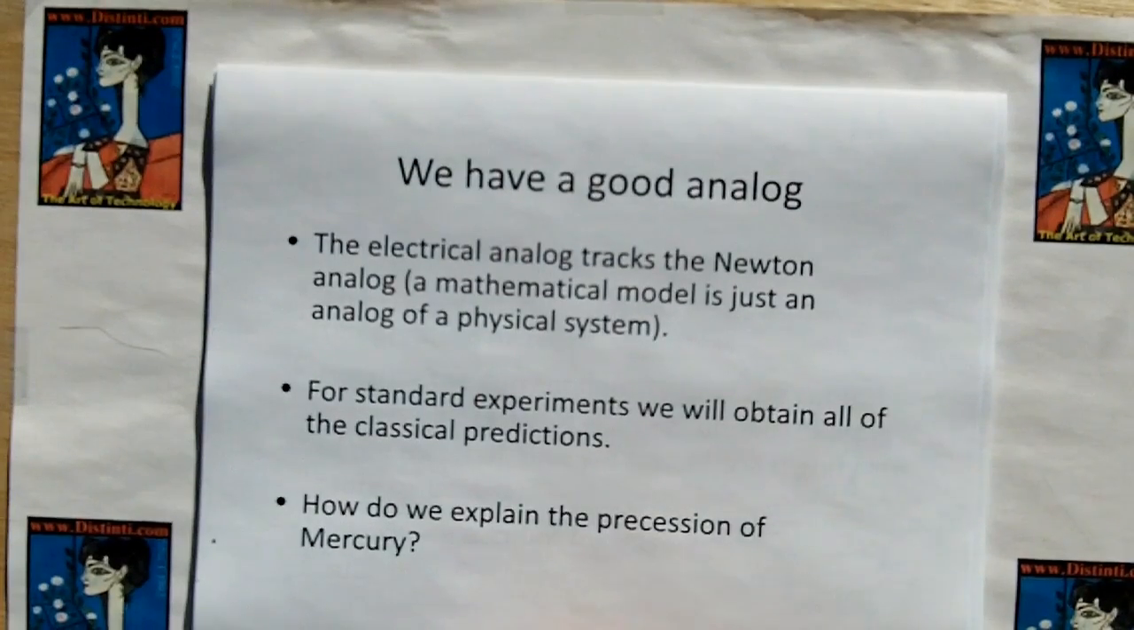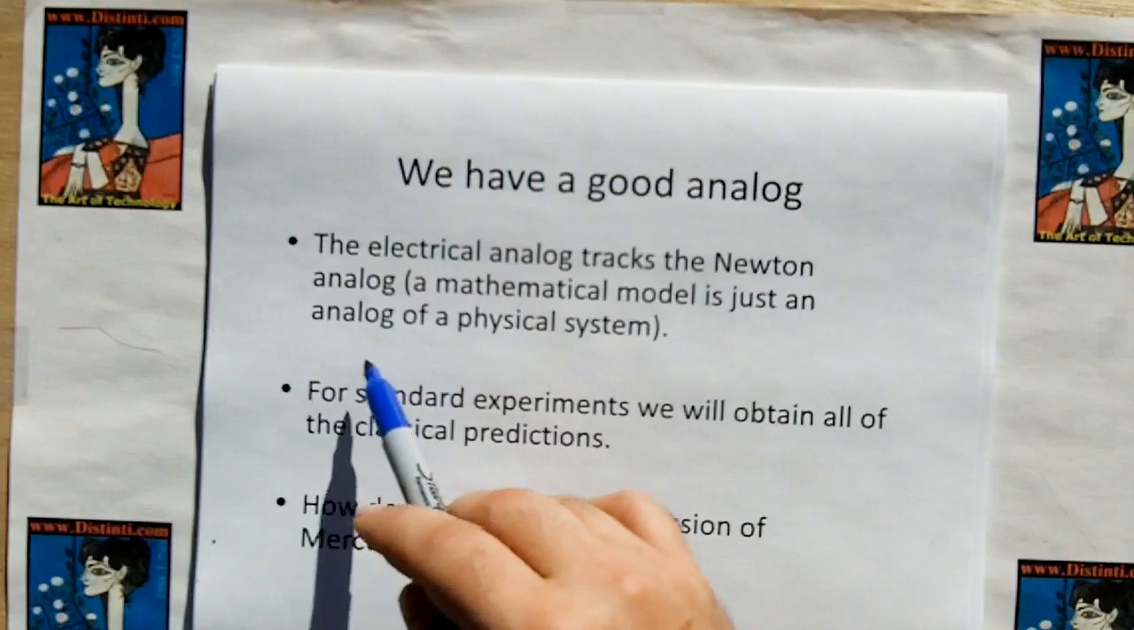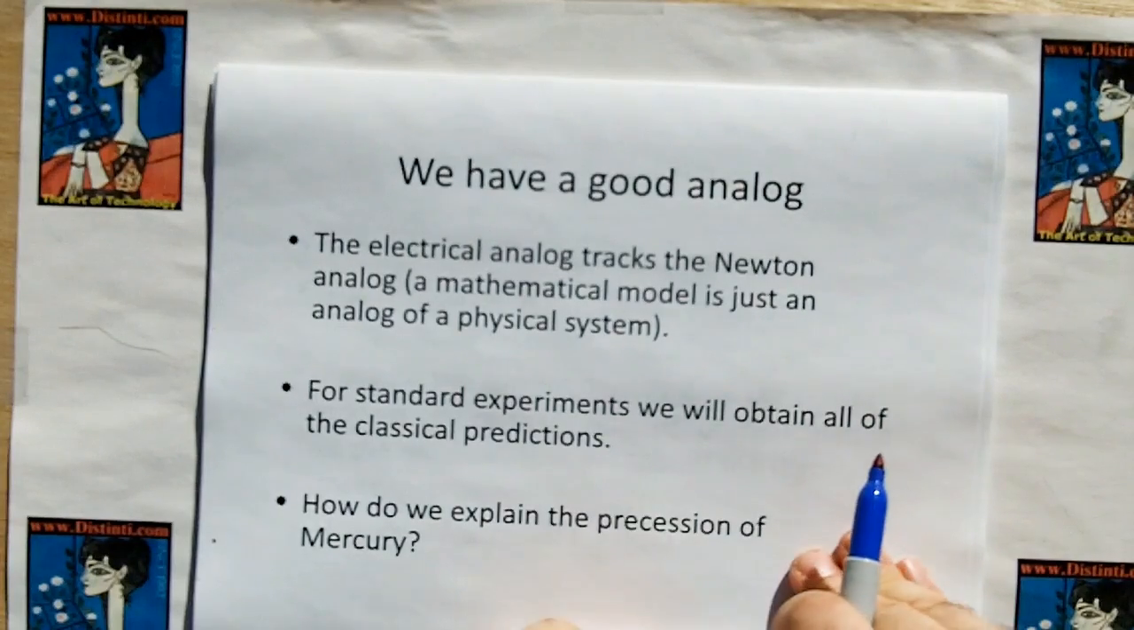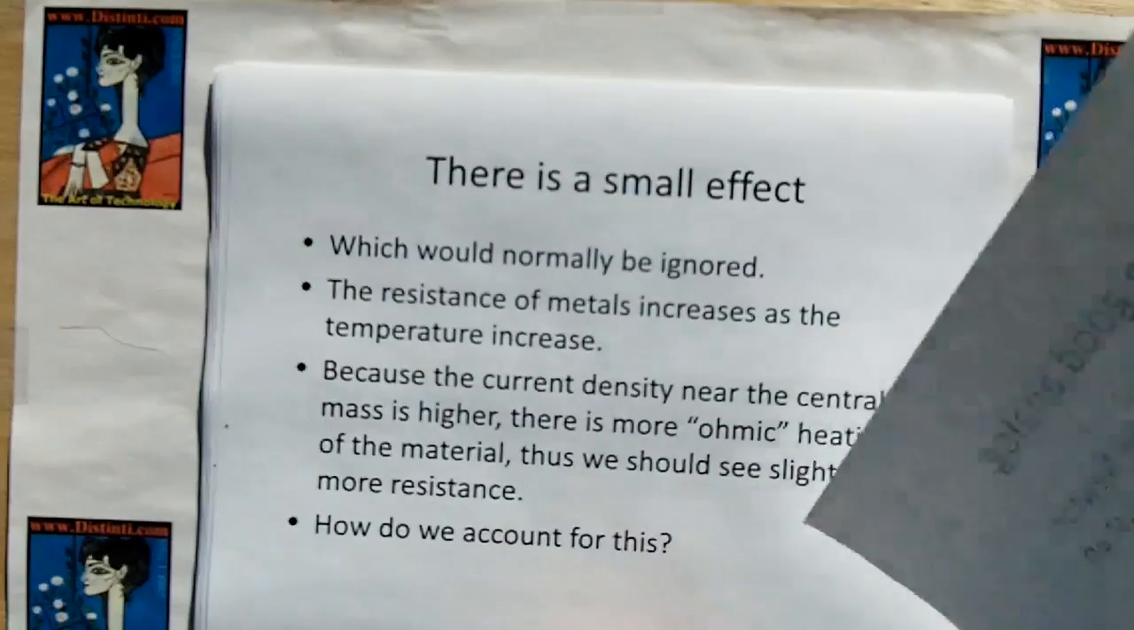The Newton analog, which I say because a mathematical model is just a mathematical analog of a physical system. So we're using one analog to model another analog, not a big deal. Okay, and so if we use what we just derived in standard form, we should obtain all of the classical predictions with no problem. So how do we explain the precession of Mercury?